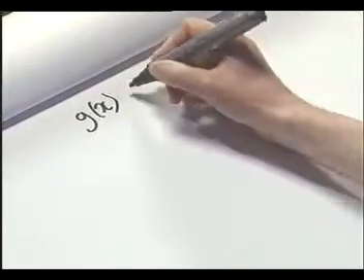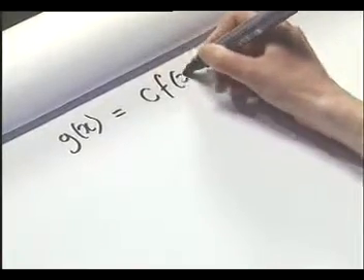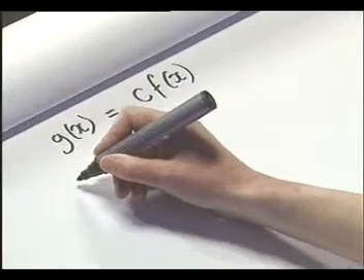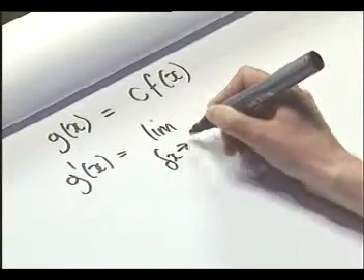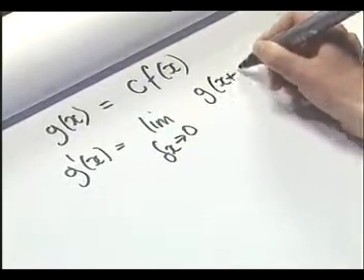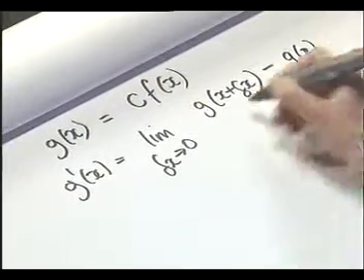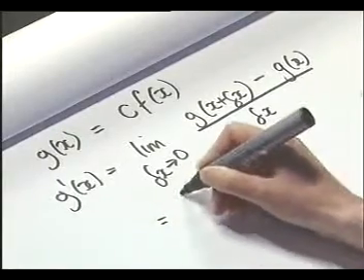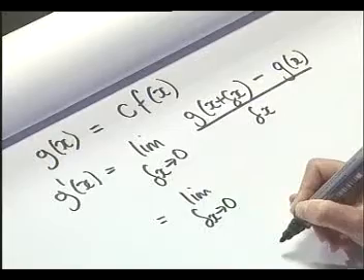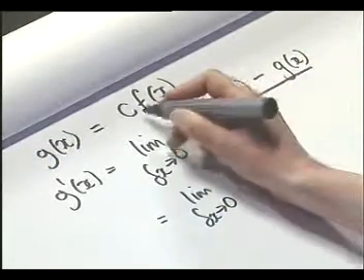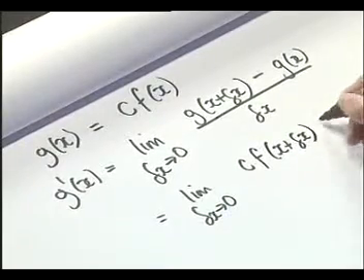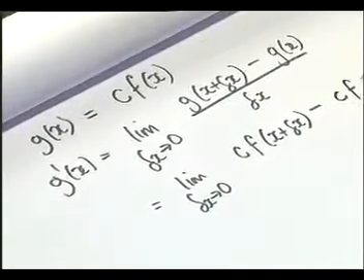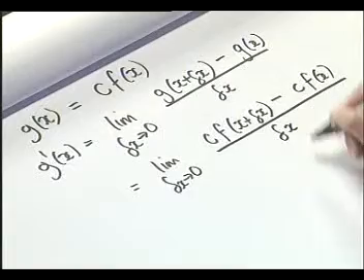Now let's prove this from first principles. If we take our function of x to be g of x, and it's equal to some constant times f of x. Now our definition of our derivative is g dashed x equals the limit as delta x approaches 0 of g of x plus delta x minus g of x, all divided by delta x, which equals, again, our limit as delta x approaches 0. And in this case, our g of x plus delta x is c of f of x plus delta x. So we substitute that in. Minus our g of x, which is c f of x, all divided by delta x.